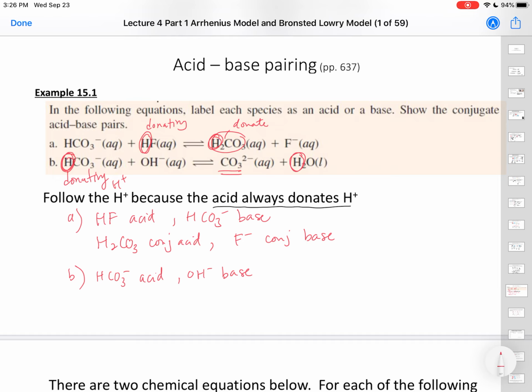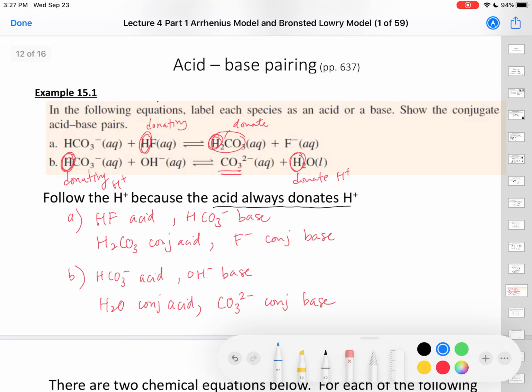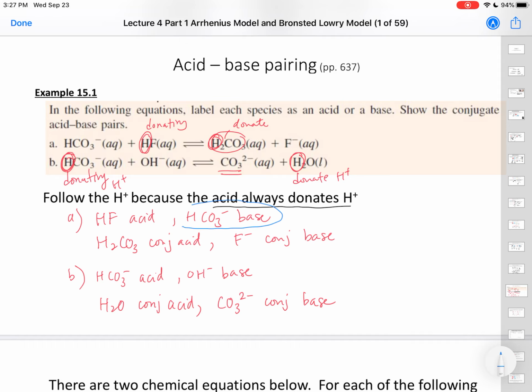And notice the reverse reaction, this is being donated to form OH-. So in the reverse reaction, your H2O is going to be your conjugate acid because it is donating the H+. And your CO3 2- is your conjugate base. Okay. Notice in this example here, I'm going to use a different color here, your bicarbonate is your base. And notice here, bicarbonate is your acid.